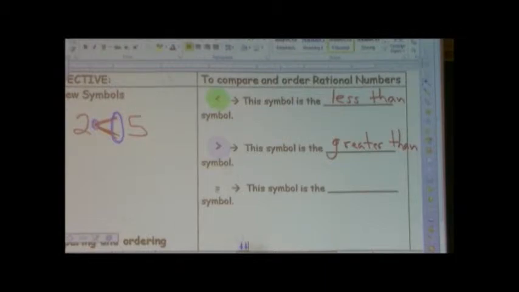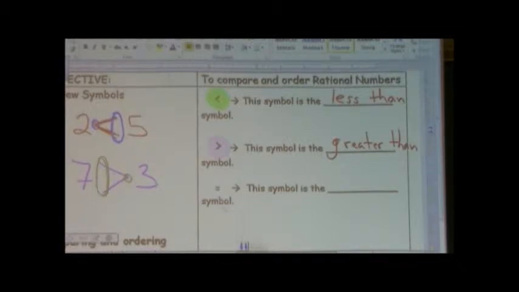Okay, and the greater than symbol is the same thing. 7 is greater than 3. So remember, the big side is the greater than, so it's kind of like you read it from left to right, kind of like you read a book. The greater side, then the lesser side. So this is the less than, this is the greater than symbol.